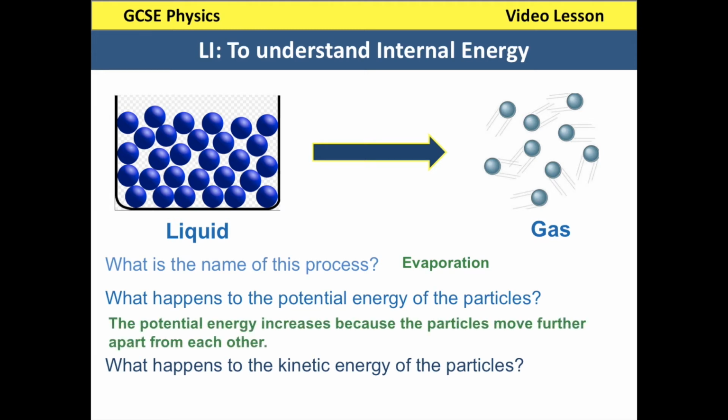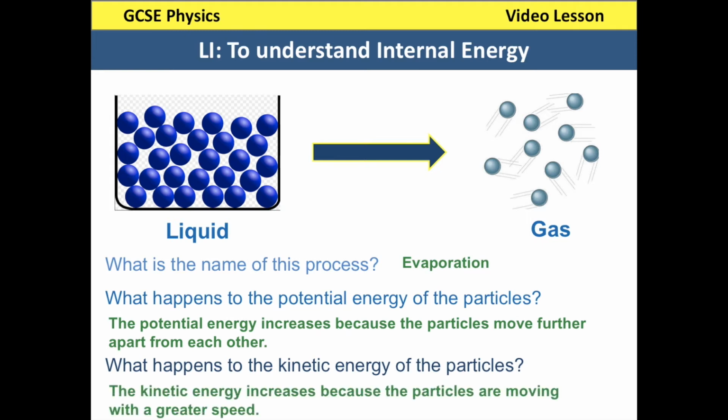What happens to the potential energy of the particles? Well, the potential energy is going to increase because the particles are moving further apart from each other. And then in terms of the kinetic energy, the particles in a gas move faster than the particles in a liquid do, so we can say that the kinetic energy is increased because the particles are moving with a greater speed.